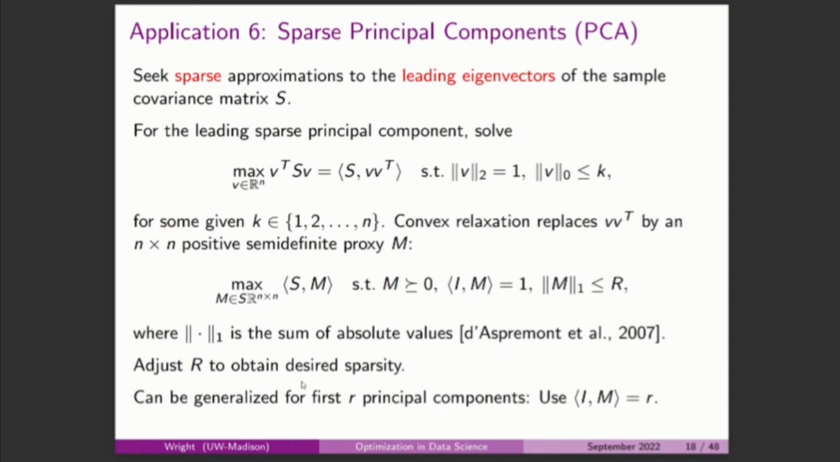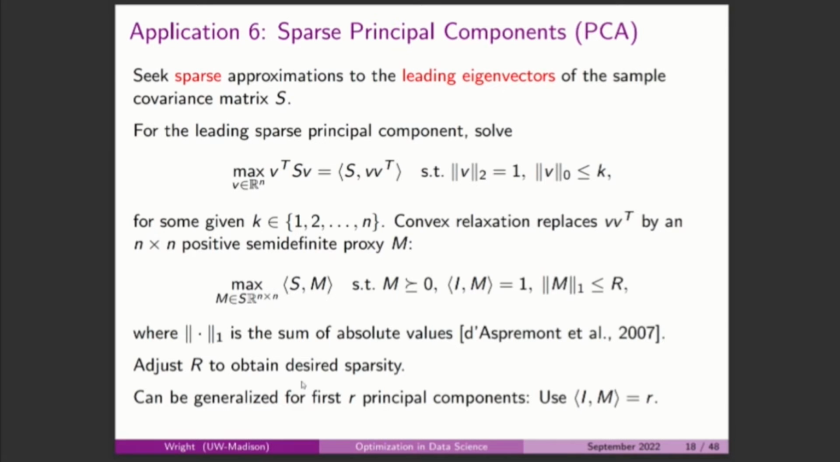They're able to write that down, or at least a relaxation of that problem, as a semidefinite program. They use this matrix M, an n by n symmetric positive semidefinite matrix, as a proxy for VV transpose, where V is the sparse vector they're looking for. And they put constraints on M. For example, they have the sparsity constraint involving the L1 norm to give you a better chance of finding a sparse vector. By squeezing the R down far enough, you end up with a rank 1 M. Choosing the R is a bit of an art form here.